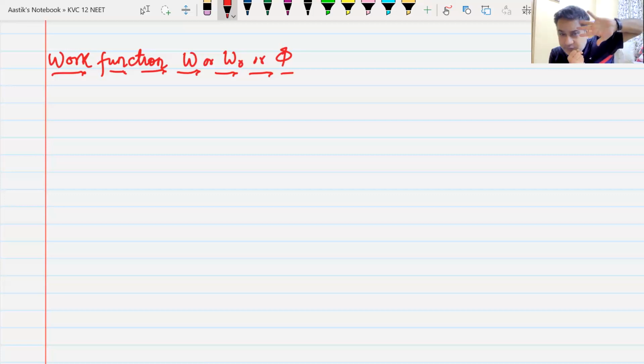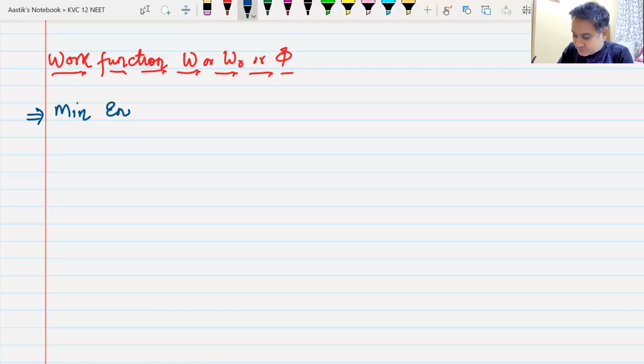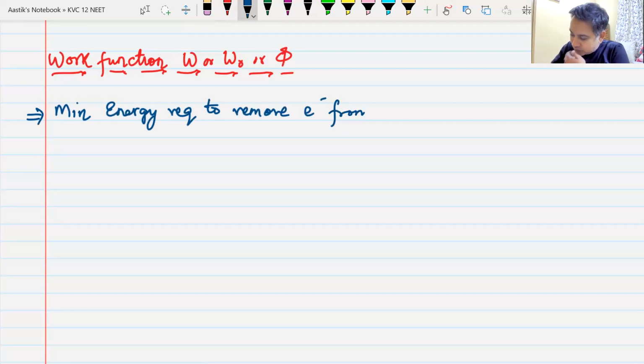Now, if you want to remove these electrons from their orbits, you must give them some sufficient energy, some minimum energy. That minimum energy which is required to remove electrons from the metal surface is known as your work function. Minimum energy required to remove electrons from a metal surface.